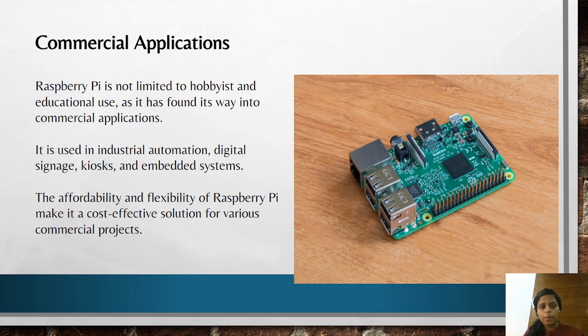Raspberry Pi used for commercial applications. Raspberry Pi is not limited to hobbyist and educational use, as it has found its way into commercial applications as well. It is used in industrial automation, digital signage, kiosks, and embedded systems. The affordability and flexibility of Raspberry Pi make it a cost-effective solution for various commercial projects.